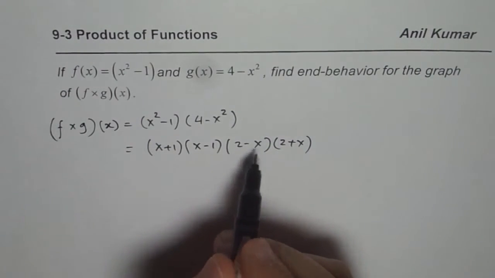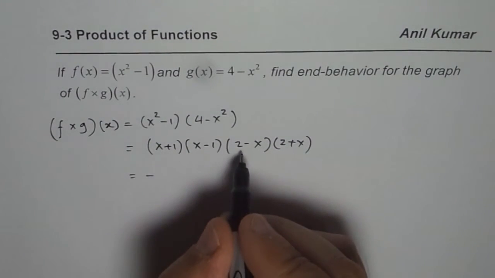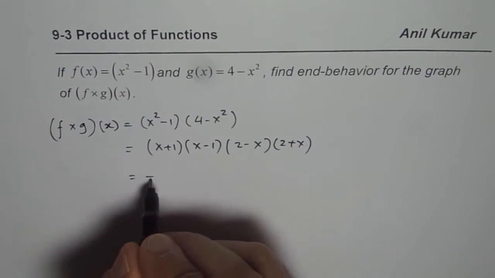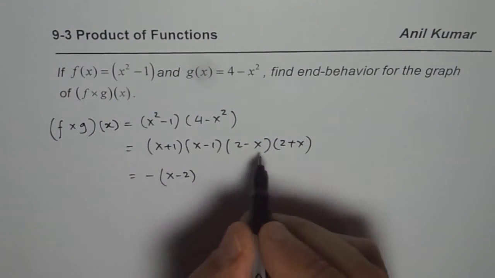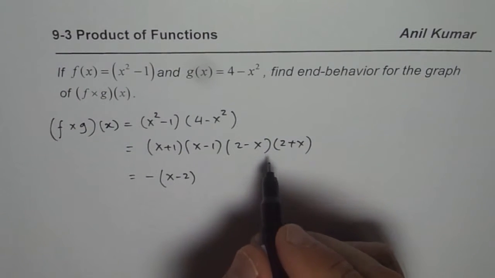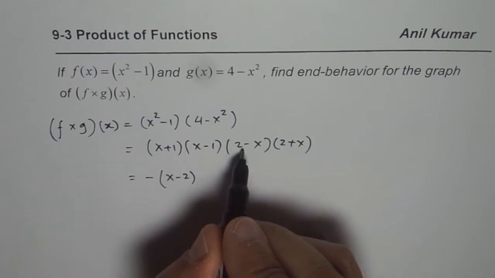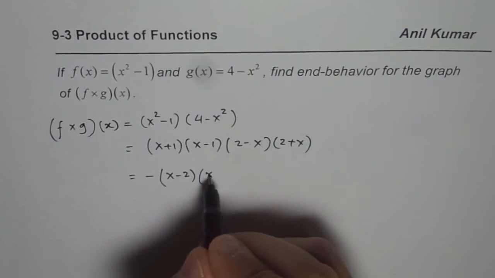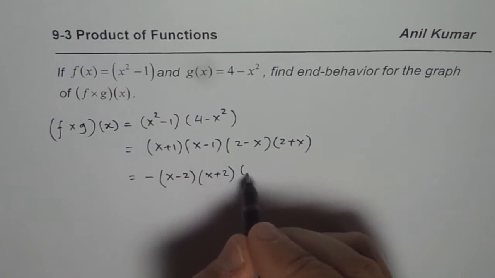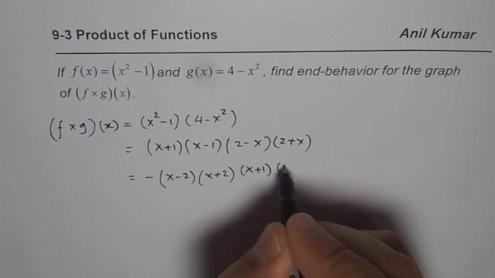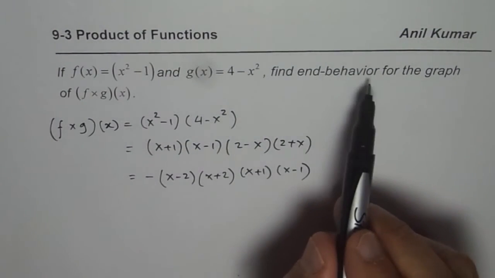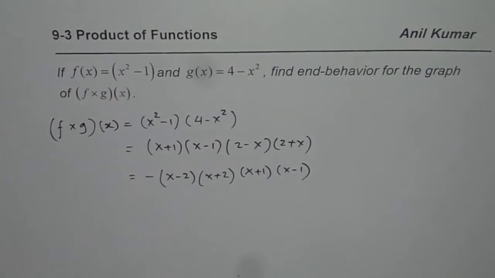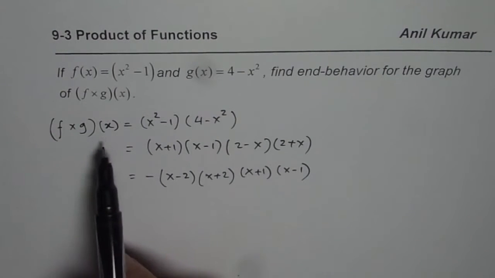I could actually write this as x minus 2. So I'll take away the minus here and write this as x minus 2, right? I'm just changing the order because I want to write this first. And then I could write this as x plus 2, and we already have x plus 1 times x minus 1. The question here is to find the end behavior of the graph of f times g of x.